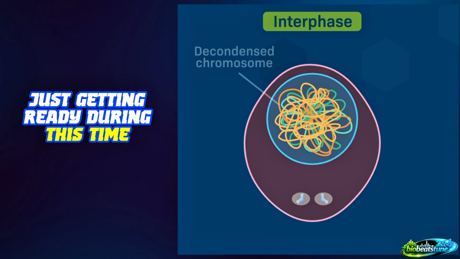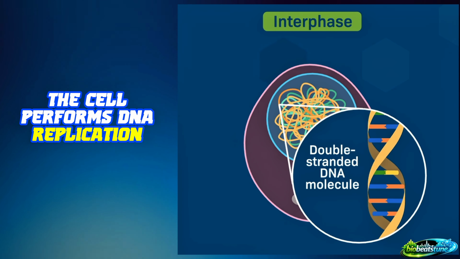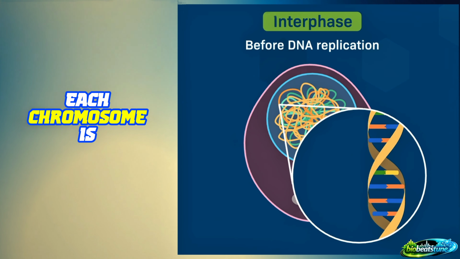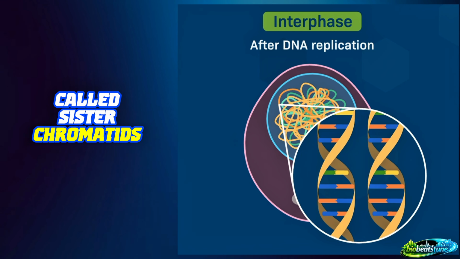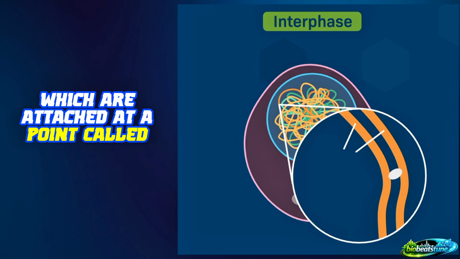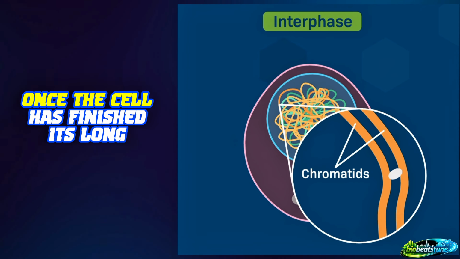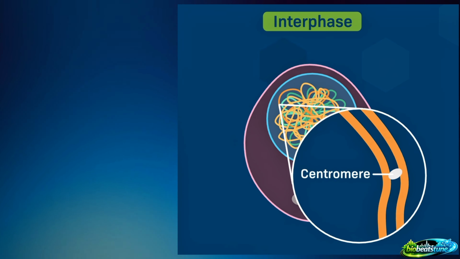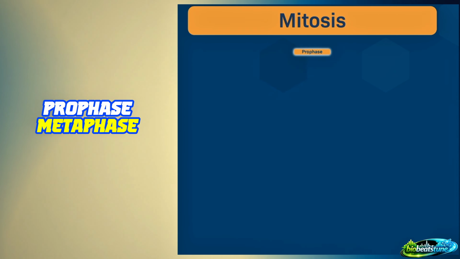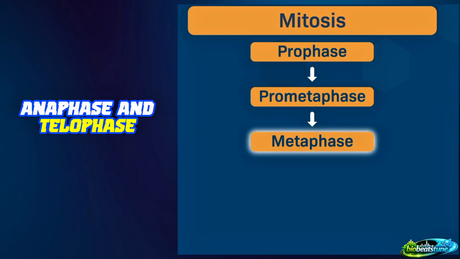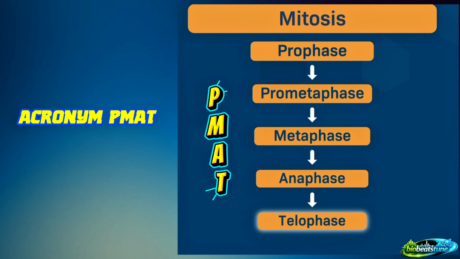During this time, the cell performs DNA replication. Each chromosome is duplicated, resulting in two identical molecules called sister chromatids, which are attached at a point called the centromere. Once the cell has finished its long preparation, it is ready for the four main stages of mitosis: Prophase, Metaphase, Anaphase, and Telophase. You can remember them with the acronym PMAT.